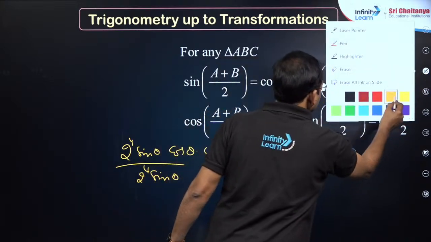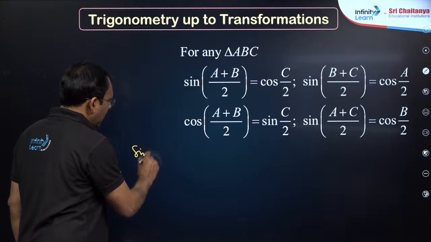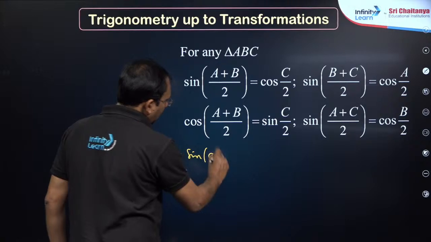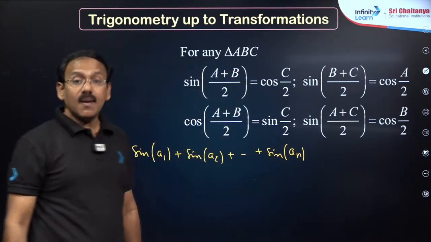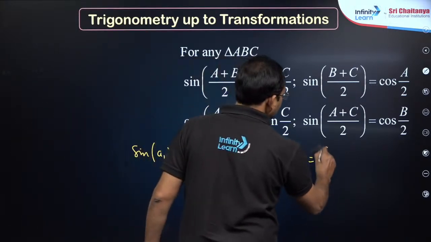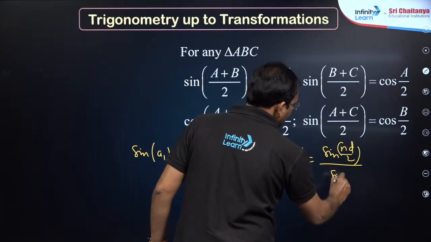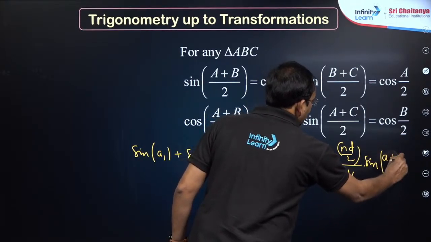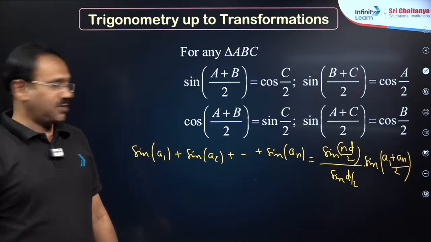Apart from this, my dear friends, I can say sum of sines and sum of cosines. Suppose sin A1 plus sin A2 and so on up to sin AN, where the angles are in AP, my dear friends. Sum of sines where the angles are in AP, then the formula is sin (ND by 2) by sin (D by 2) into sin of (first angle plus last angle) by 2. It's an important result, my dear friends, to answer certain questions, right?